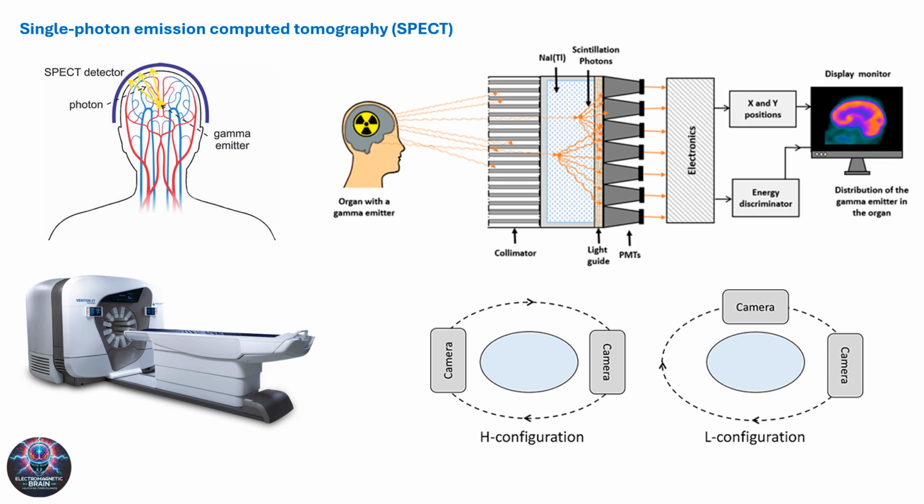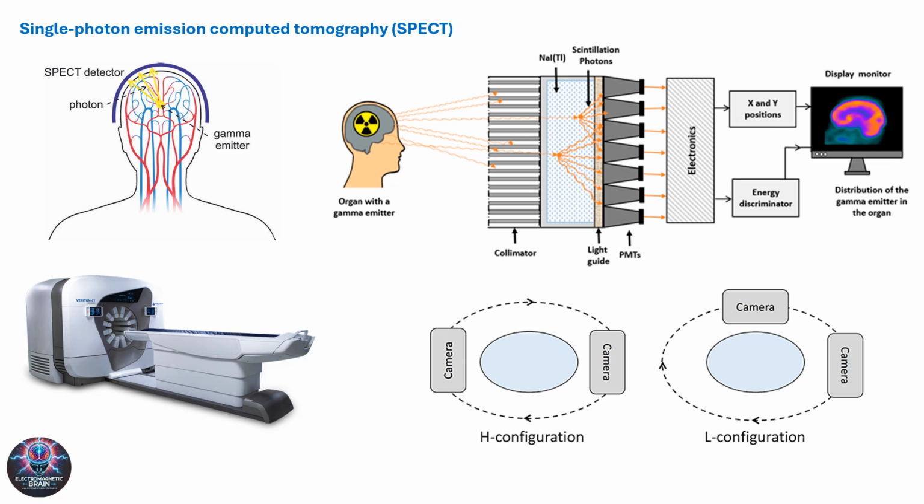The process begins when a radioactive tracer is injected into the bloodstream, as shown in the diagram. The tracer emits gamma rays that travel through the body, and these rays are detected by a rotating gamma camera. The camera captures the gamma rays from various angles, providing the data needed to create detailed 3D images of brain activity. The SPECT detector captures the emitted gamma photons and the system's electron signals.